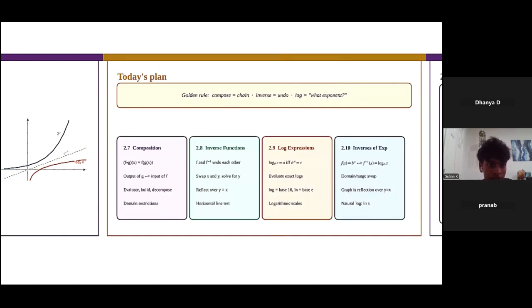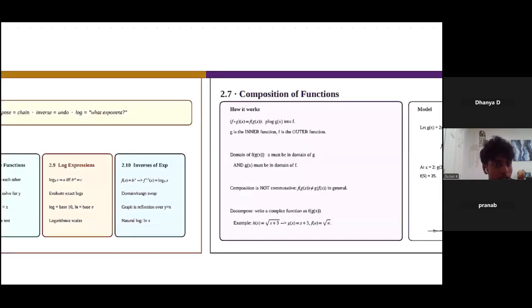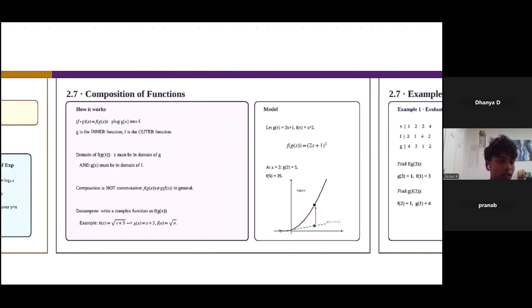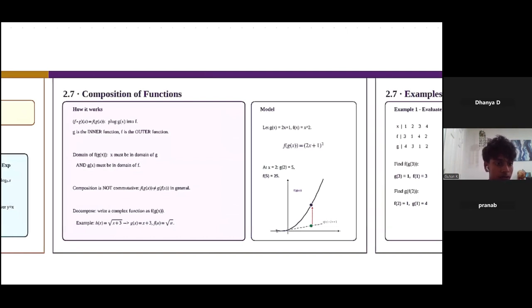All right, composition of functions. So here's how composition of functions works, right? Here you have this function. Take this, f of g of x. This means that whatever we put into x, we take the y value of that in the g function, and then that goes into the f function.